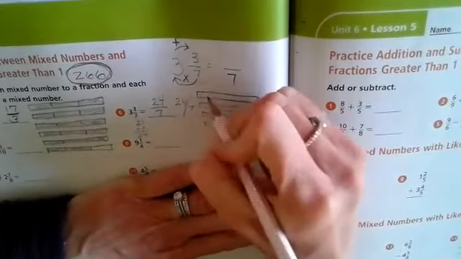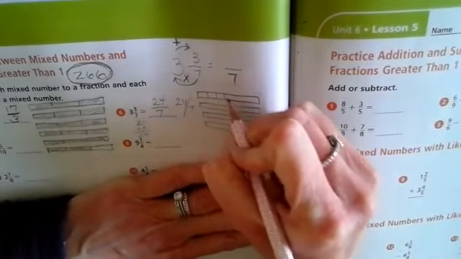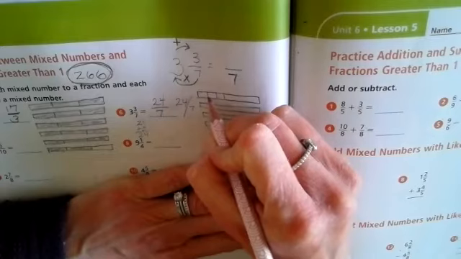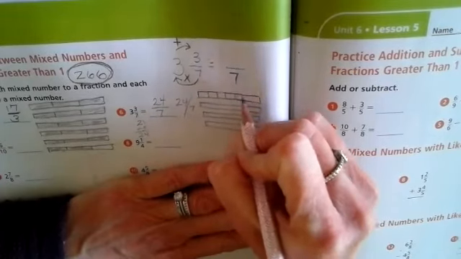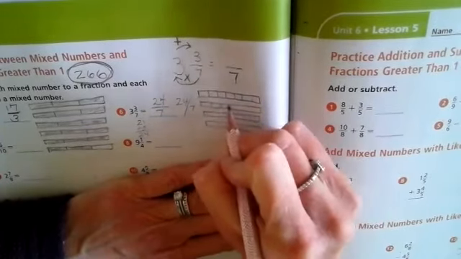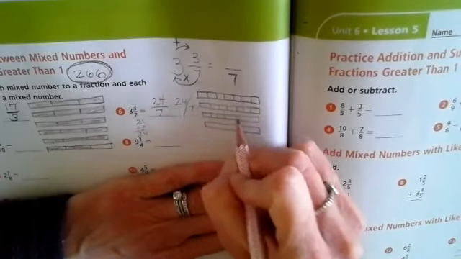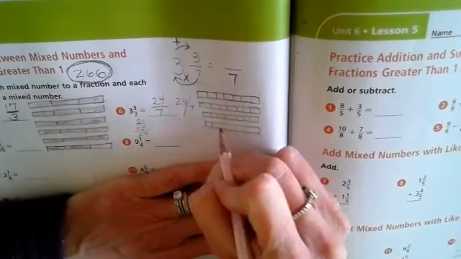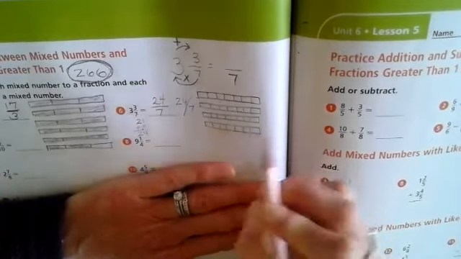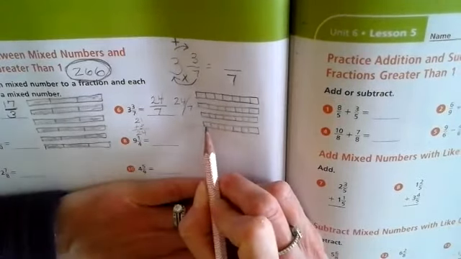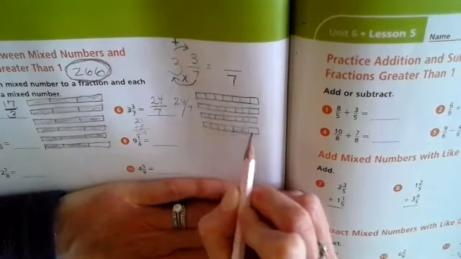I'm going to split all of these into 7ths because my denominator is 7. That means I need 6 lines. 1, 2, 3, 4, 5, 6 on each one. 6 lines may equal 7 parts. Let's make sure. 1, 2, 3, 4, 5, 6, 7.